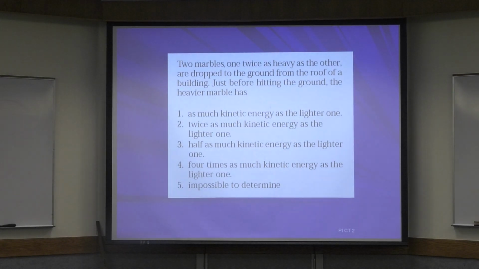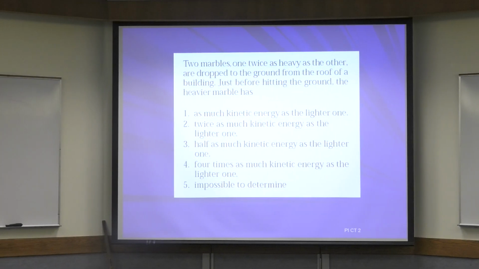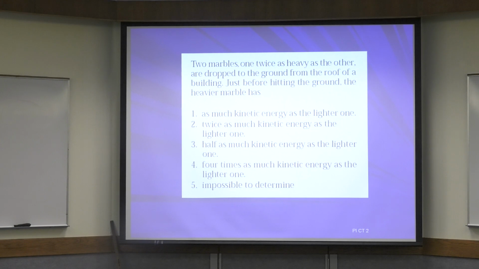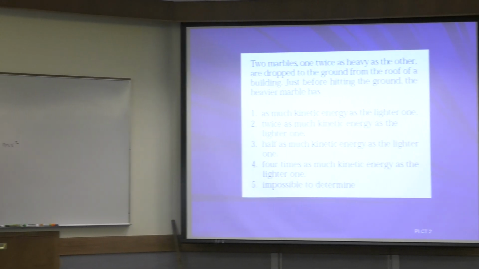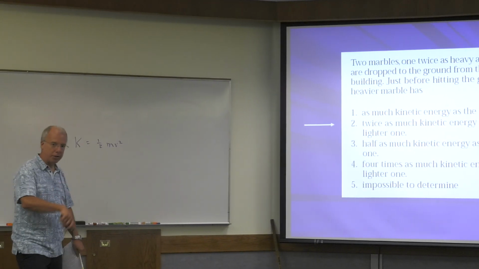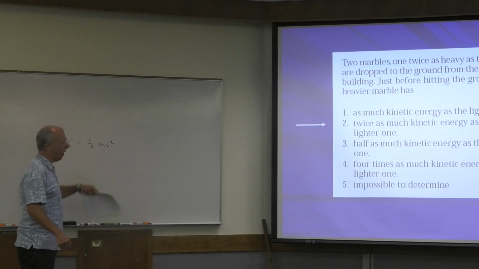However, the question is about kinetic energy. Kinetic energy is 1/2 mv squared. So the velocities are the same, but the masses are different, right? One is twice as massive as the other one. So therefore, one has to have twice as much kinetic energy as the other one, just because of the masses, since the velocities are the same.